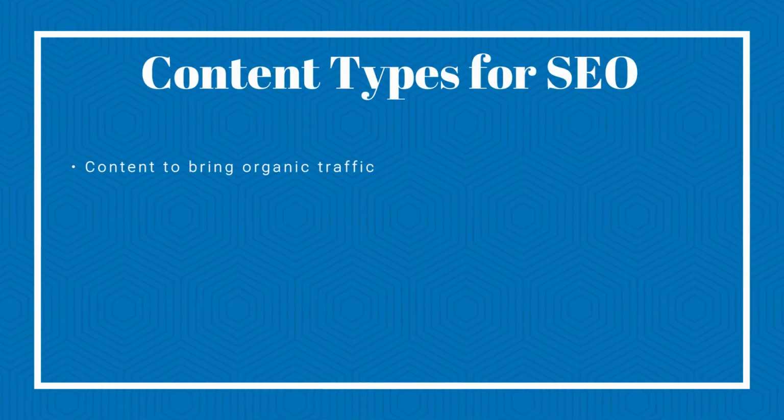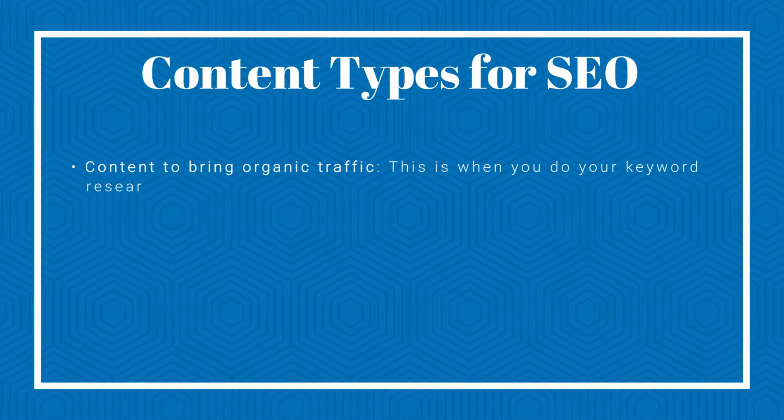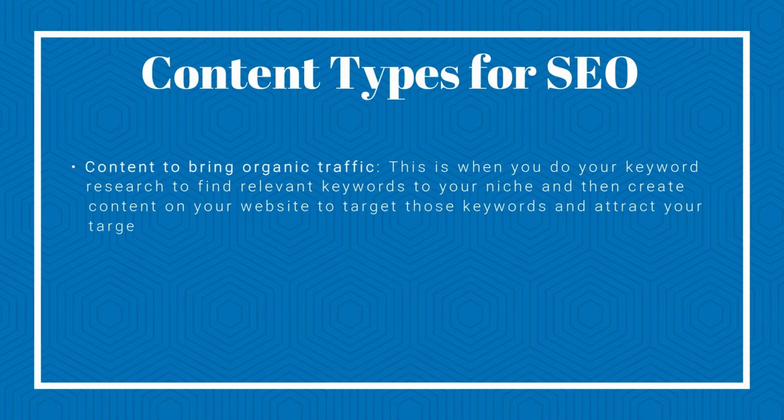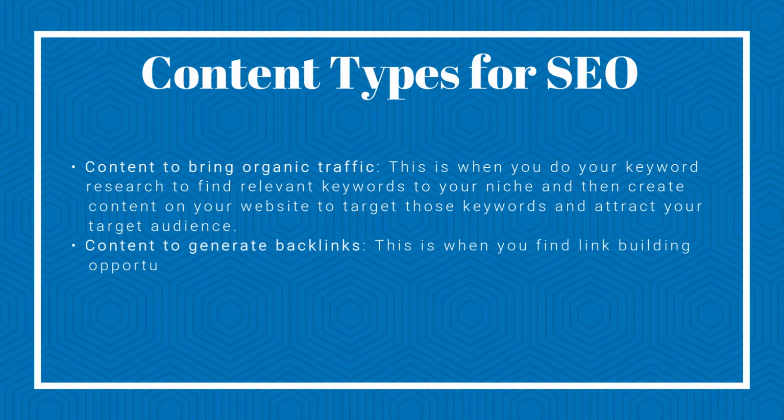Many make the mistake that, once they have their list of keywords, they start producing content to target the keywords. And while this is not totally wrong, you must understand that there are essentially 2 types of content you should be focused on. The first one is content to bring organic traffic. This is when you do your keyword research to find the relevant keywords to your niche and then create content on your website to target those keywords and attract your target audience. And the second type is content to generate backlinks.